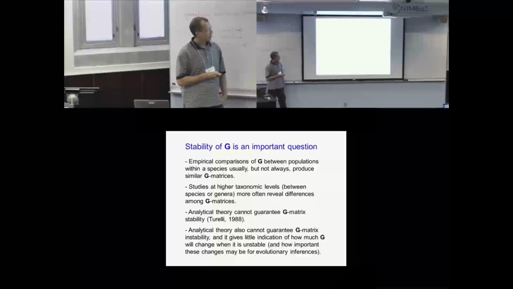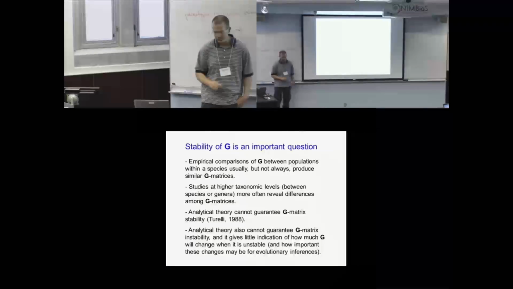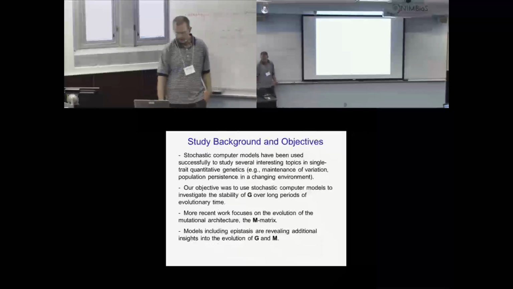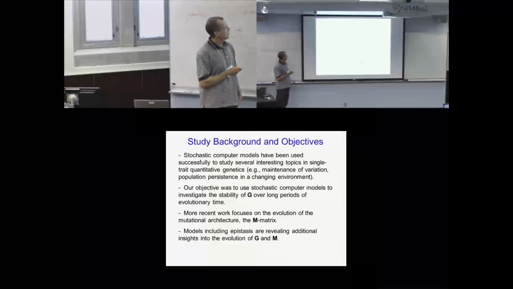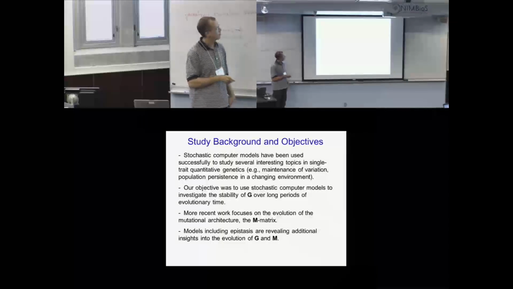The analytical theory, the state of that was that on the one hand, it couldn't guarantee G matrix stability, but on the other hand, we couldn't really predict how unstable G matrices would be on the basis of analytical theory. And we're in that situation now. And so an obvious approach was to use a simulation approach. At the time, around 2000, people had already used computer models to study the maintenance of quantitative genetic variation in the univariate case, but nobody had really done much in a multivariate context, right? So if we were interested in the G matrix and genetic constraints imposed by the G matrix, nobody had really taken a simulation approach to address those problems at the time.